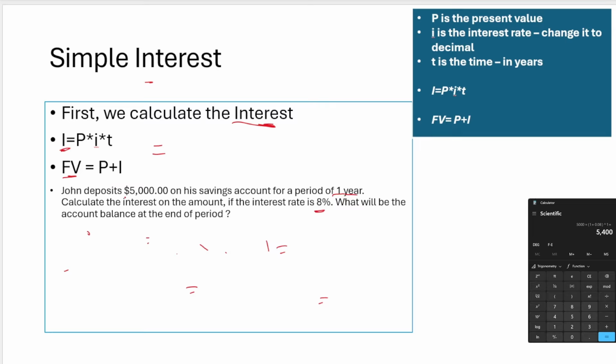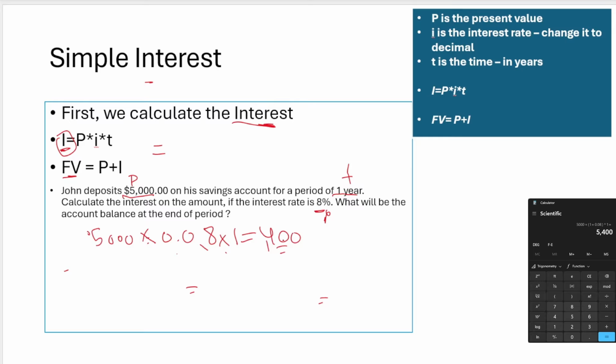We'll be given the present value, which is P. This is the amount. We'll be given the time period. They want to invest for 1 year. This is T. And then the interest rate, which is I. I'm going to multiply all of this to get capital I, which is the interest. This is how it will be: 5,000 multiplied by, converting this to decimal, 0.08, multiplied by 1. This will give me 400.